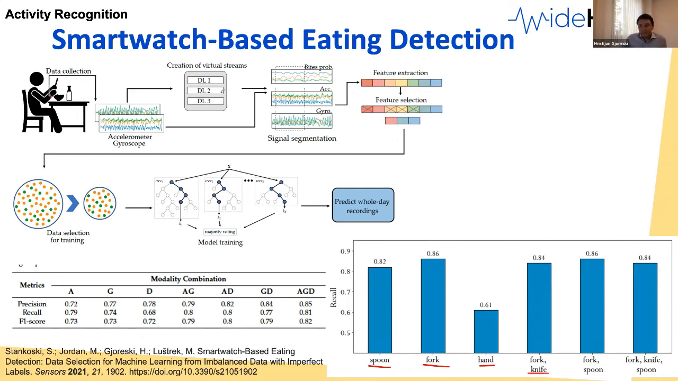And you can see that by some smart feature engineering and also some smart data selection, which is a problem by itself. And here actually he is using deep learning, even though these are random forest trees. You can predict the whole day recordings, I was eating using a spoon, a fork, a hand, and similar.